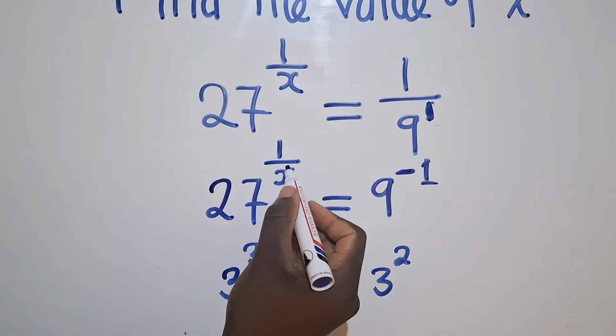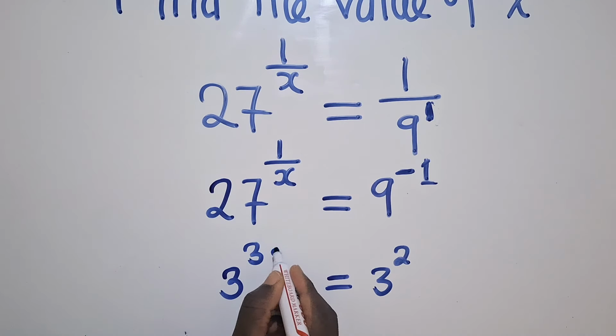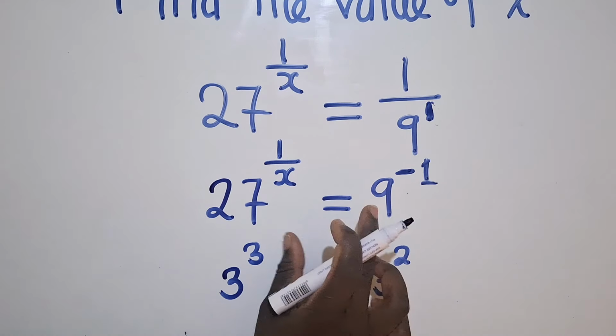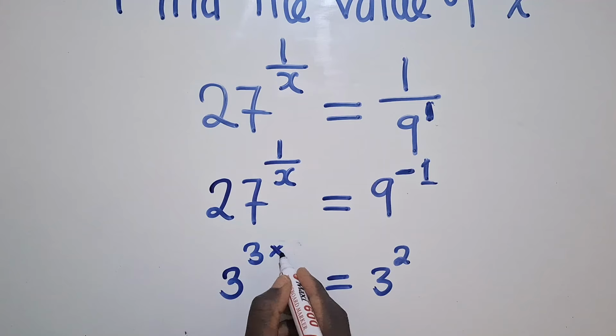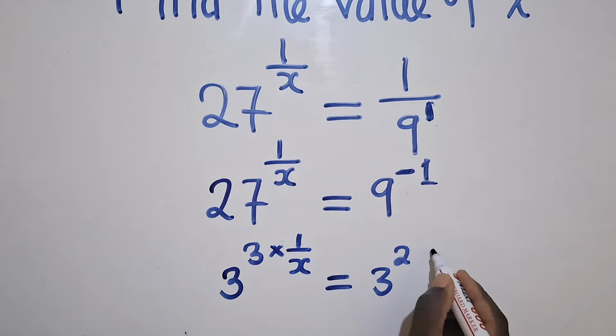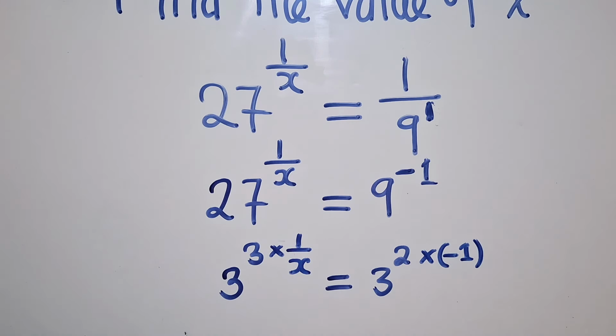So now what do we do with this power and this power? We're going to multiply them. This dot means multiplication, or let me just write this multiplication, which you know. So times 1 over x. Even here, times negative 1. You see what I've done? Just multiplied by the powers.